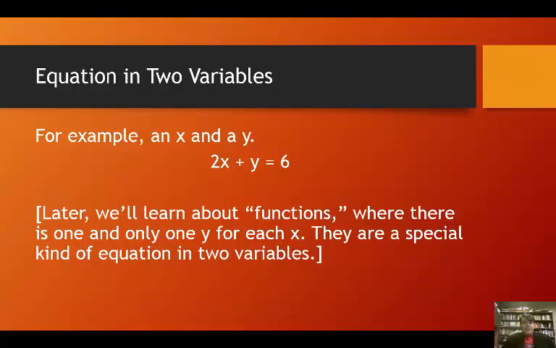Later, by the way, we'll learn about functions, just to prime the pump. A function is a special kind of relationship between x's and y's, where there's one and only one y for every x.